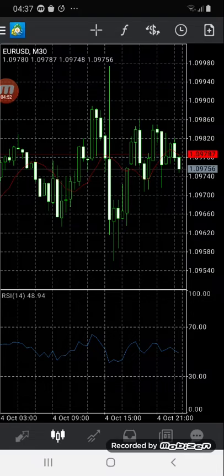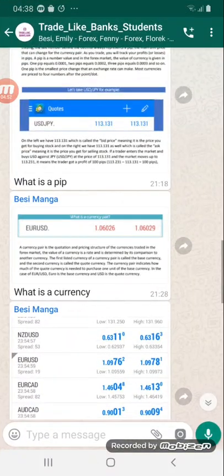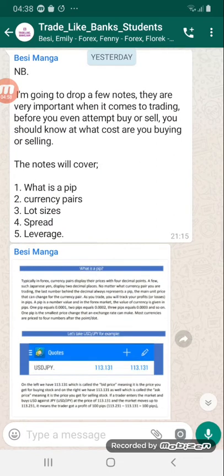All right, let's get back to the second topic. What is a currency pair? You see, Forex is all about comparing two currencies, because that's why it's called foreign exchange. Forex stands for foreign exchange, so it's all about measuring two currency pairs.